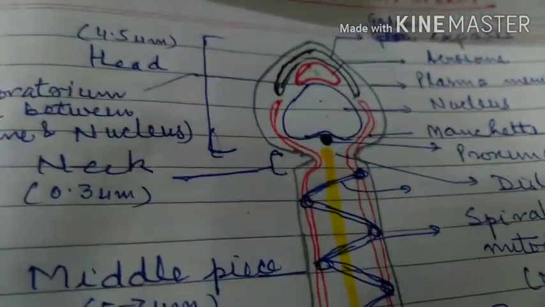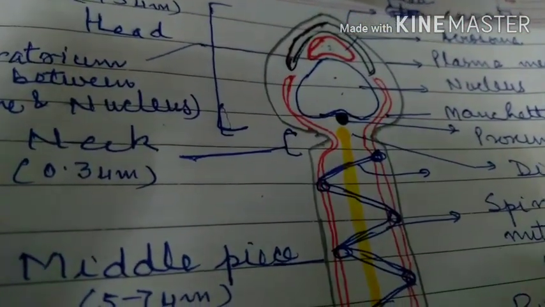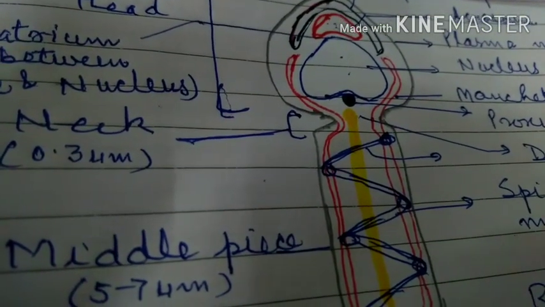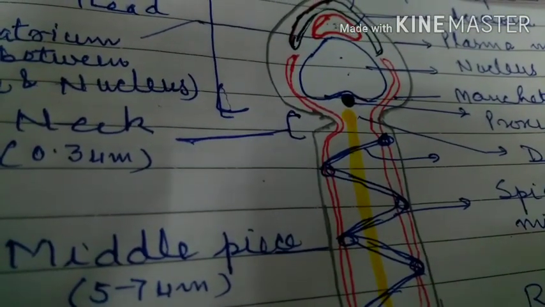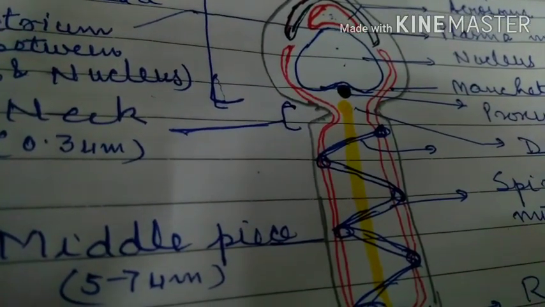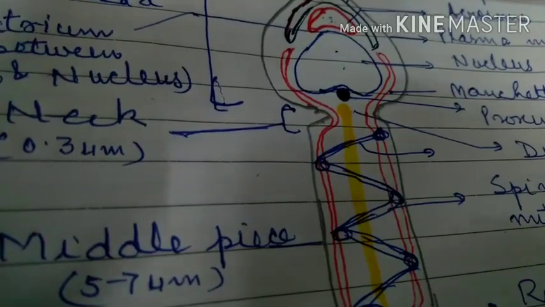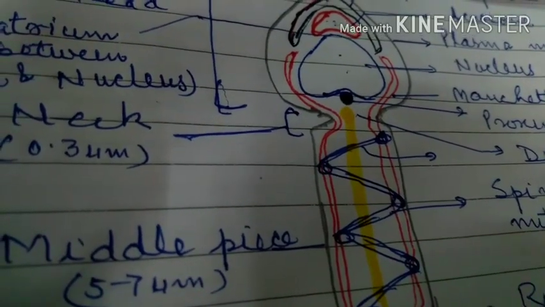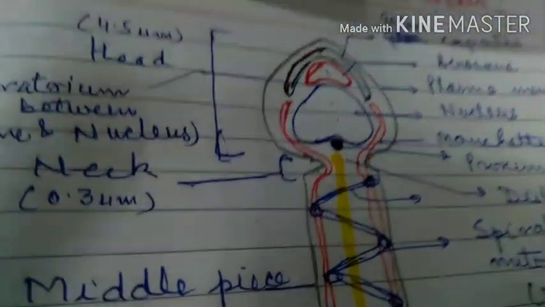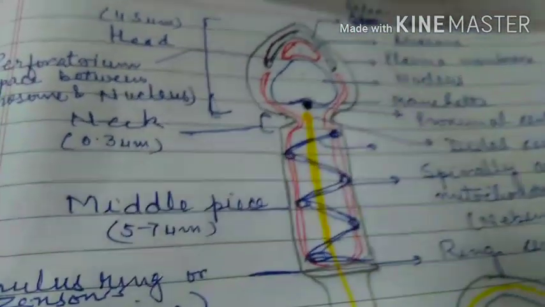Sperm is basically of two types. As in male the genotype is 44 plus XY, the sperm will have either 22 plus X or 22 plus Y. So two types of sperms are produced by the human being.